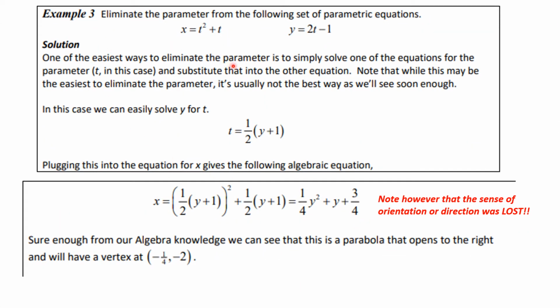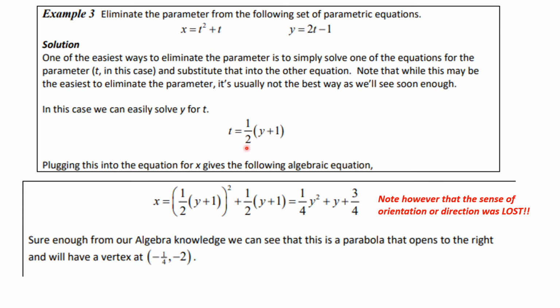Well, one of the easiest ways to eliminate a parameter, it's not always easy, but it's at least straightforward, is to solve this for t. Solving this for t would have been difficult, if not impossible, but solving this for t is pretty easy. So we add 1 to both sides and divide by 2, so we get that t is equal to 1/2 (y plus 1).